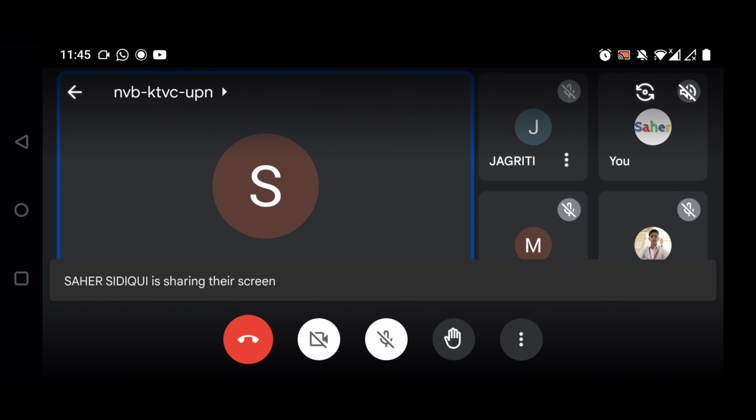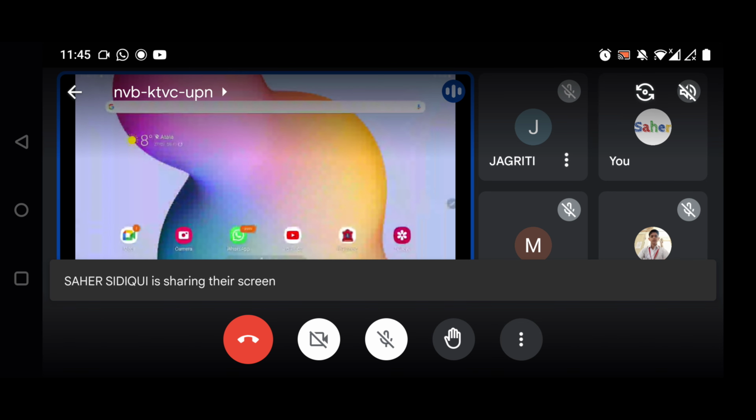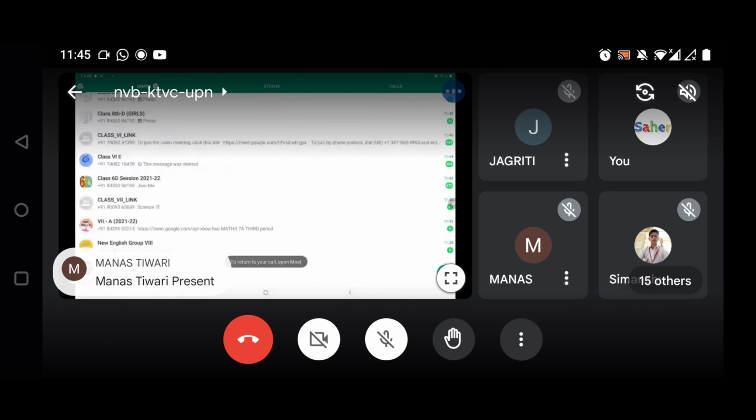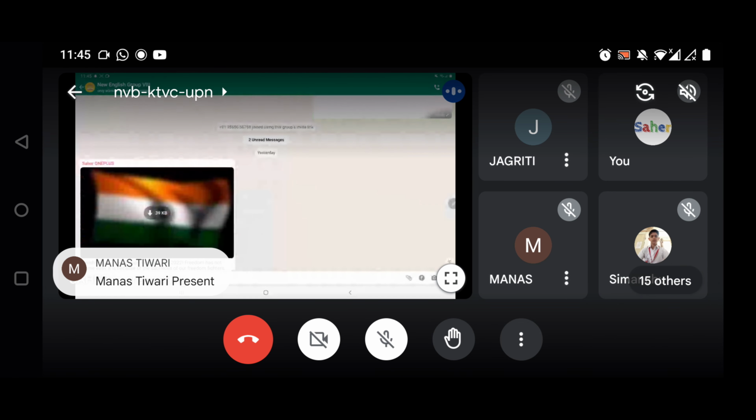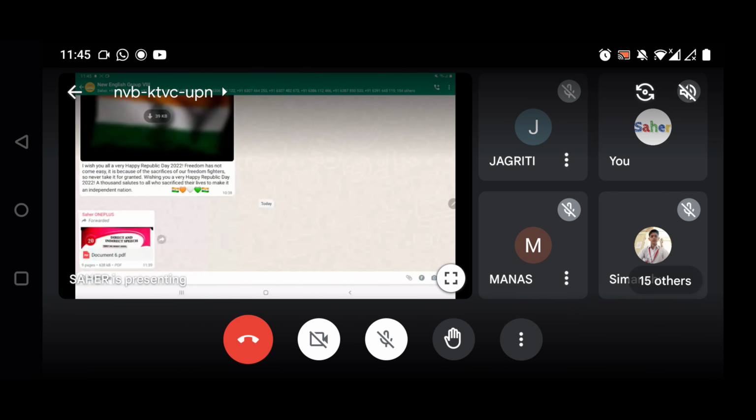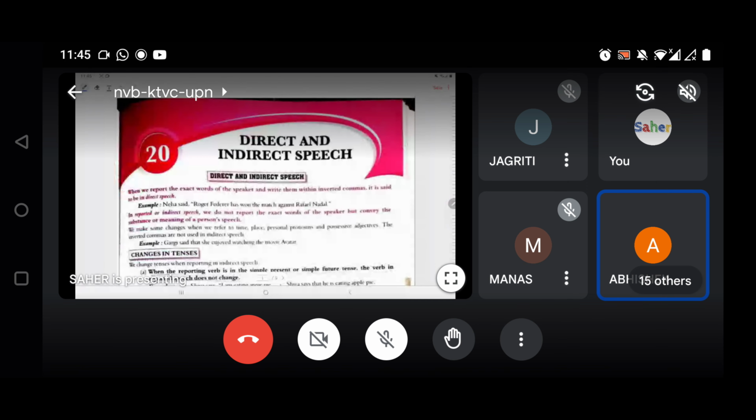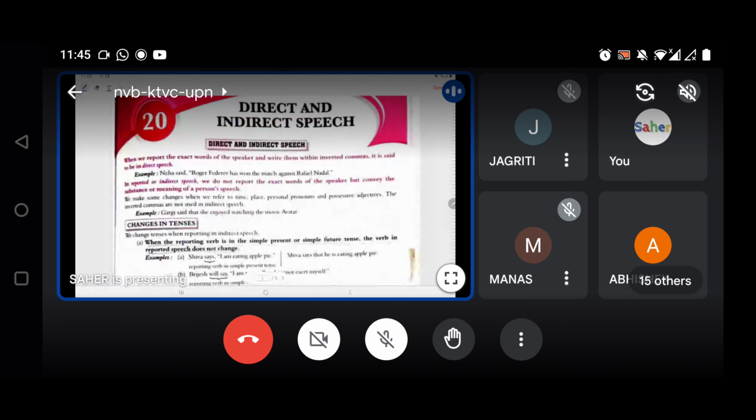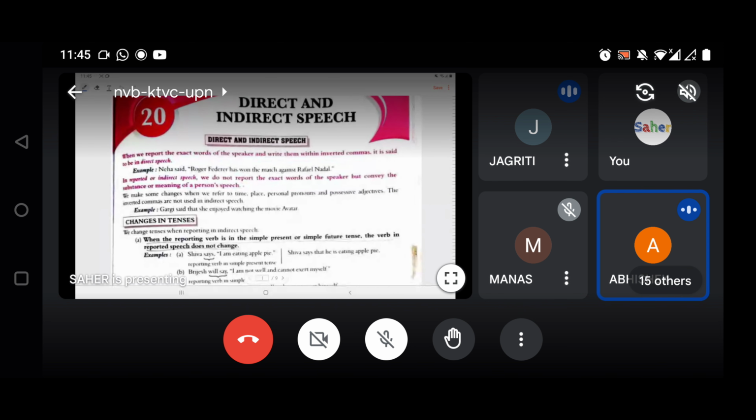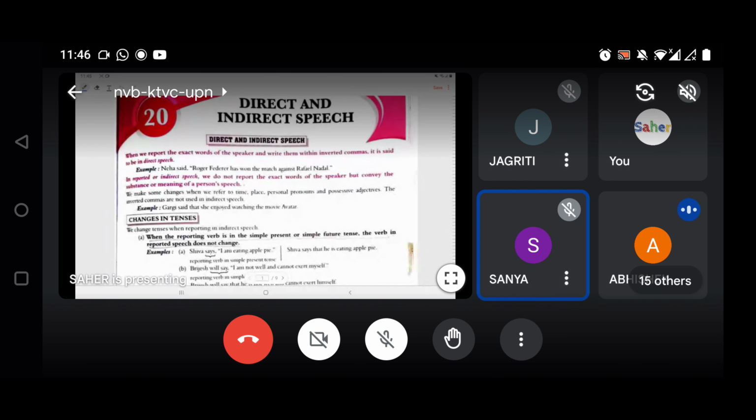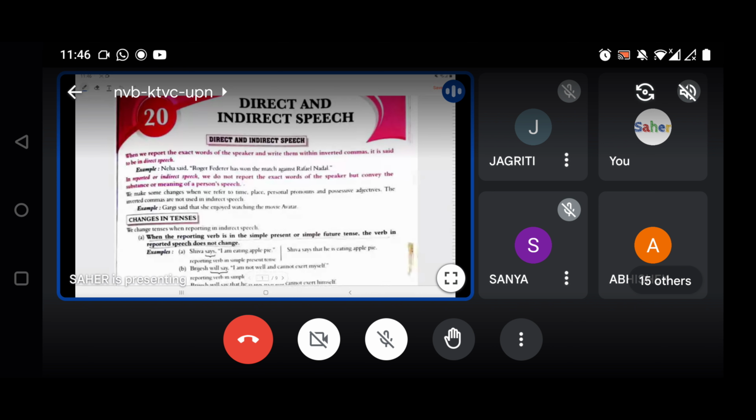Good morning. I have just sent a PDF in the group. You might have seen that. This one: direct indirect speech. Have you all seen this? Yes, ma'am. So, today we are going to start with it.